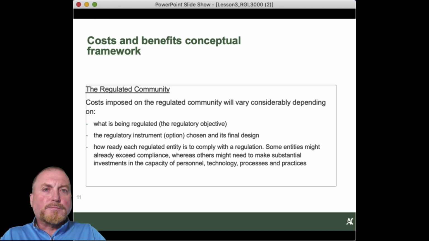consideration, okay? Now, costs imposed on the regulated community will vary quite a bit. It depends on what is being regulated, the regulatory instrument that's being chosen, and the final design of that, and how ready each regulated entity is to comply. For example, when Canada implemented its Stockholm Convention obligations with respect to persistent organic pollutants, Canada went out to negotiate that agreement having primarily already banned all of these persistent substances. So most of our industries were already not using them.